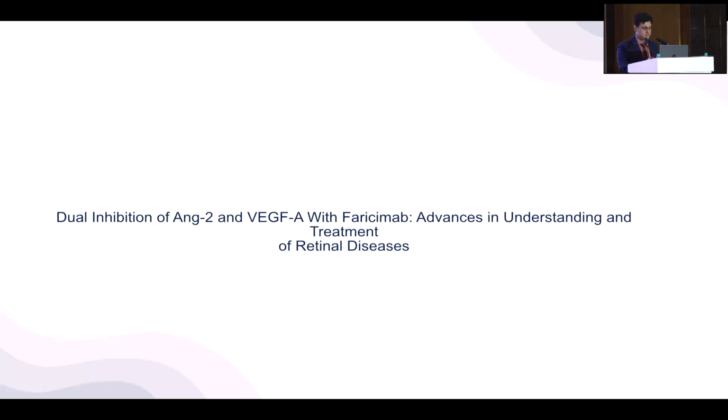So the new molecule, that is faricimab, which came in around February 2024, has got a dual inhibition of Ang2 as well as VEGF-A. So how does this help? First of all, theoretically, and then I'll show some cases in my practice of how I'm using it.